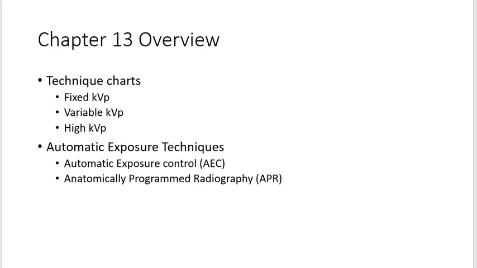We're going to talk about technique charts, where we've got fixed technique charts, or fixed kVp technique charts. And as the name implies, the kVp is pretty much set. We're going to talk about variable kVp charts, and as the name implies, the kVp is variable. So the difference between those is what you're doing with mass. So fixed kVp, well, you've got to have variable mass. Variable kVp, the mass is fairly well fixed.